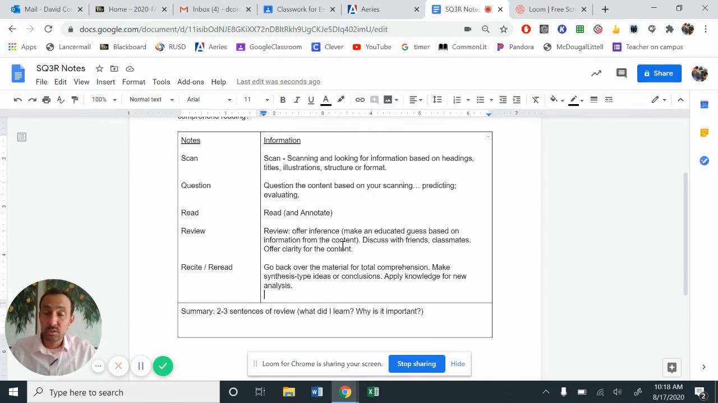I'm going to review. I'm going to offer inferences. I'm going to make educated guesses. This is where I talk out loud. I verbally process. Let me mark that note down. You guys can mark it down as well. Verbally process. Okay. Gives you another way to think about the book. The last but not least is to recite. So this is where you reread. This is where you go back over the material for total comprehension. This right here is where you have new analysis. This is where you fully understand the text.